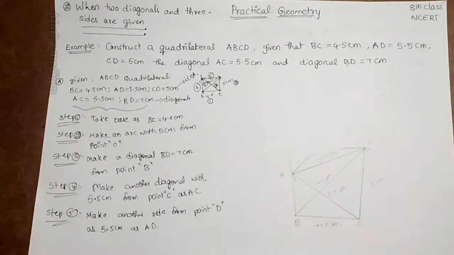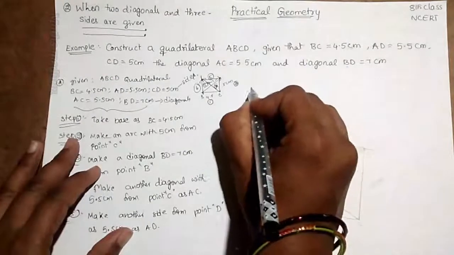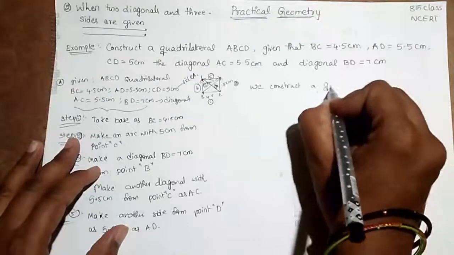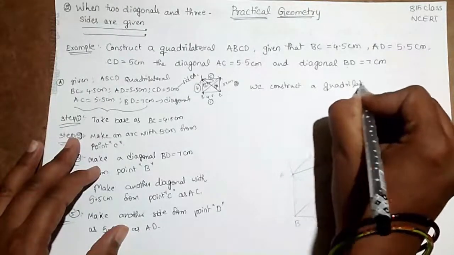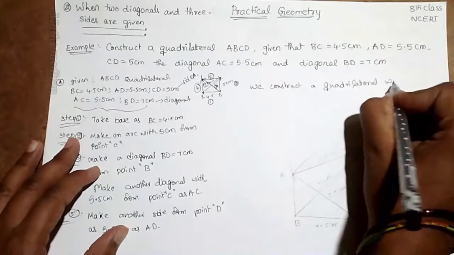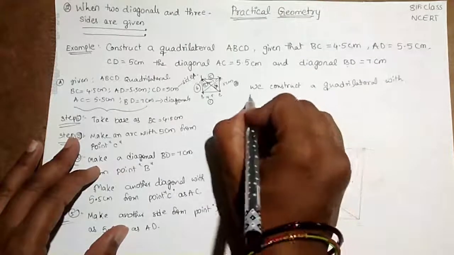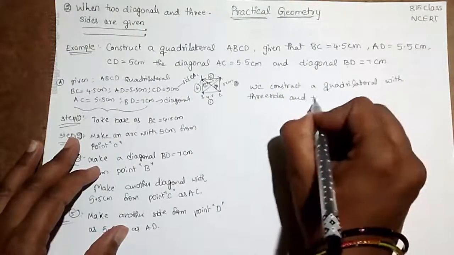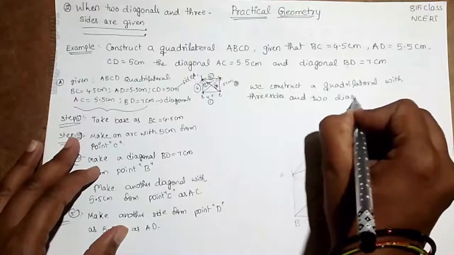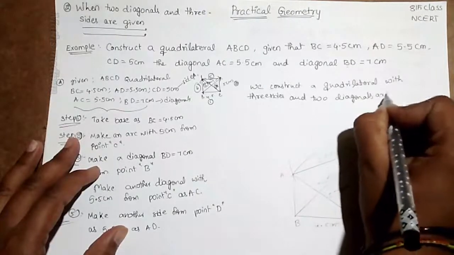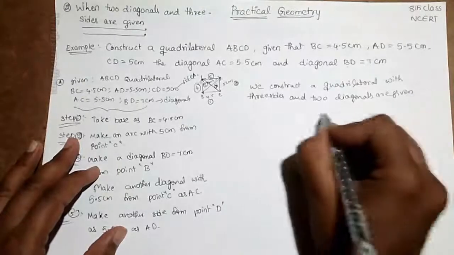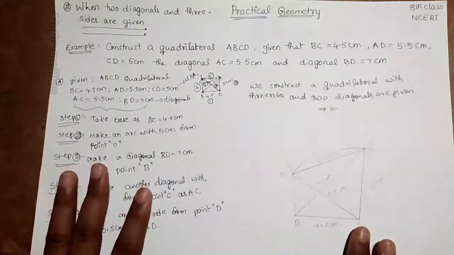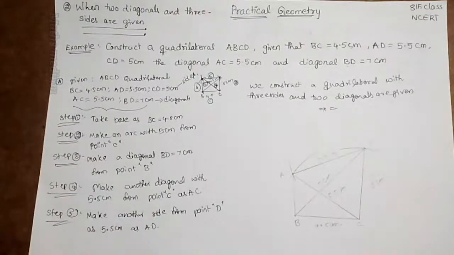Now finally we construct a quadrilateral. So result, we construct a quadrilateral with 3 sides and 2 diagonals given. So this is about this session. This is about the construction of a quadrilateral with 3 sides and 2 diagonals given. I hope you understand this session.